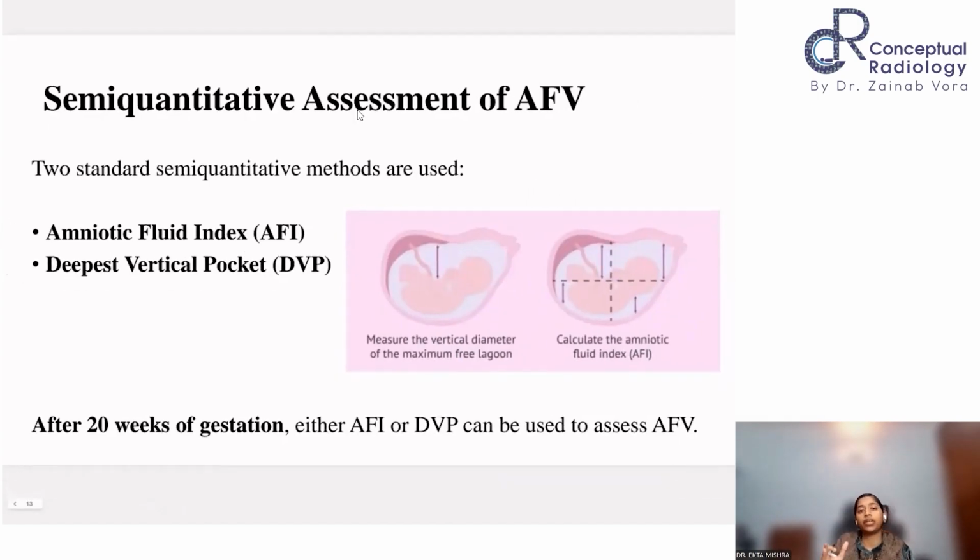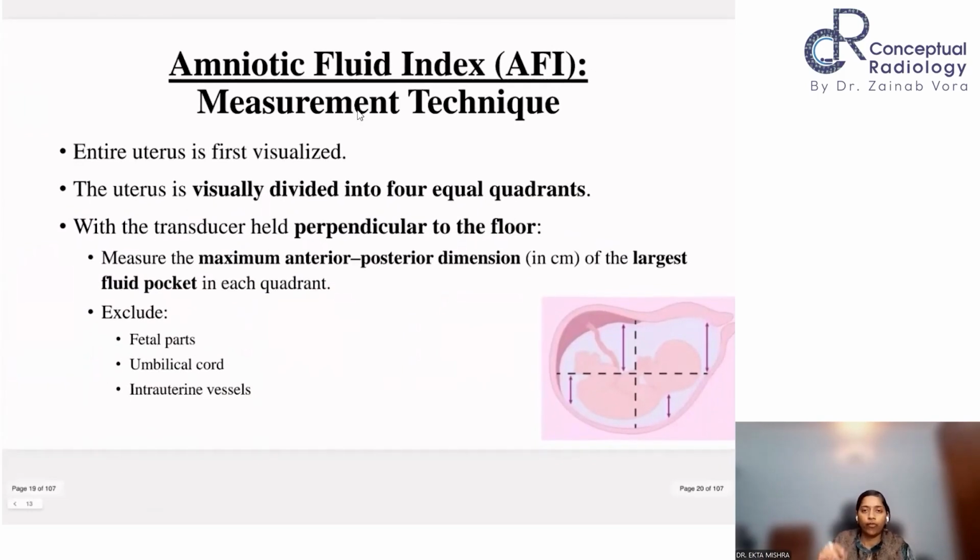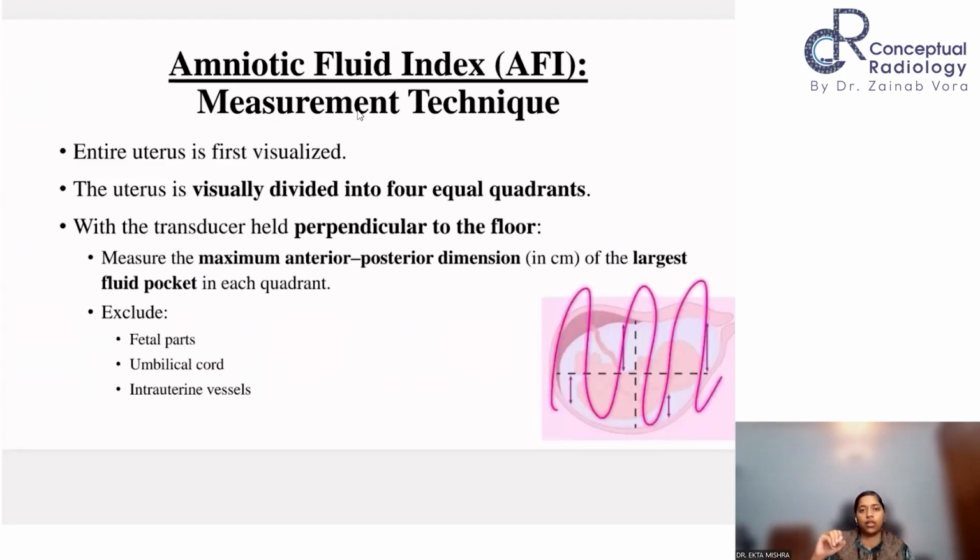The semi-quantitative methods include amniotic fluid index and the deepest vertical pocket. It's very important, you should know both of them, how they are done. After 20 weeks of gestation, either of these methods can be used to assess the amniotic fluid volume. Starting with AFI. Before doing any measurement, before turning on the caliper, take your probe and sweep through the entire uterus to look for all the pockets that you can see.